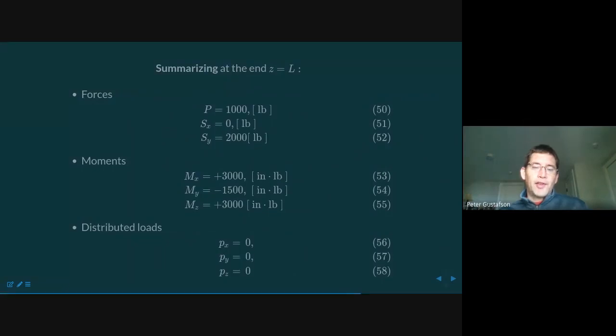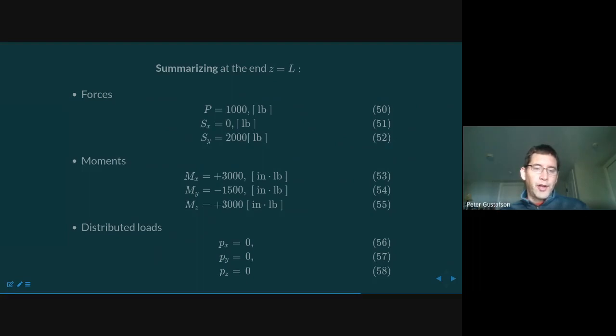So summarizing everything we know about this problem, we know that the axial load, because that was what was applied, is 1,000 pounds. We know the shear forces Sx is equal to 0. Sy is equal to 2,000 pounds. We know the moments at the end, Mx 3,000, My 1,500 in the negative direction, Mz 3,000, and the distributed load is 0.